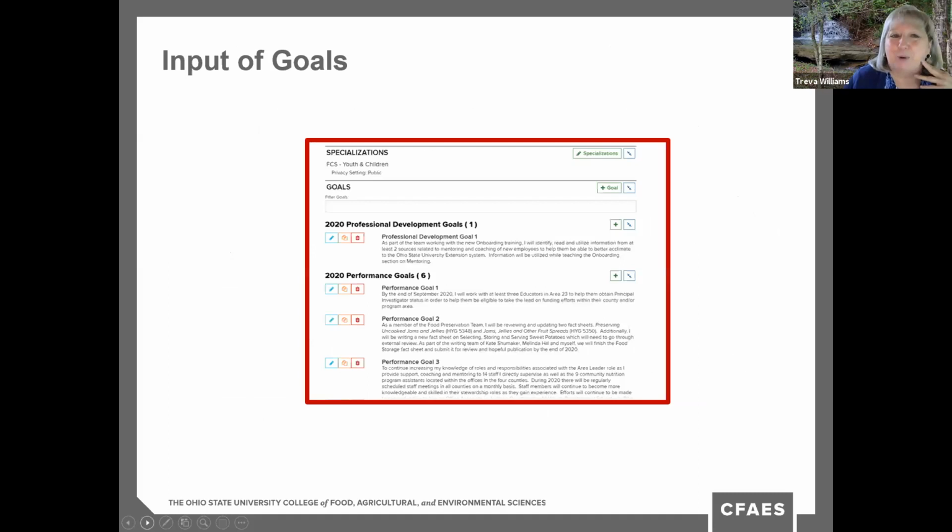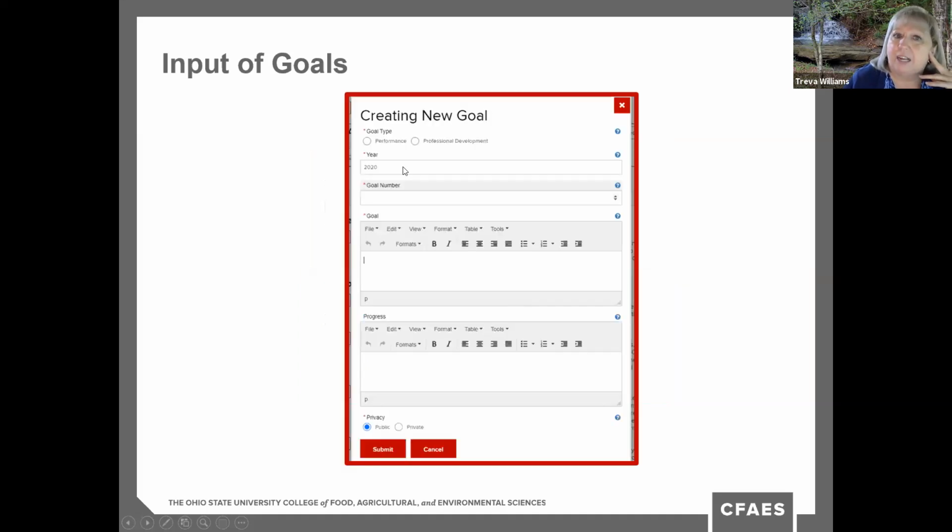So where are these put? Basically, this is put in the same section. Above this would be where you enter all your programs in your teaching. Come down below that, you would have your specializations. And then underneath that are goals. So we're going to enter professional development goals and performance goals in the same location. What does it look like? This is the screen.